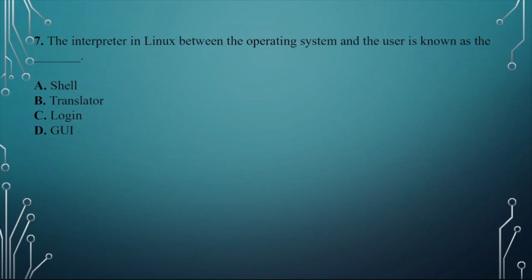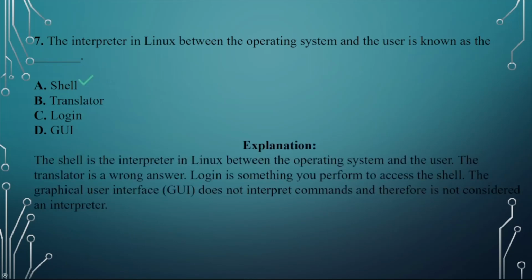Question number 7. The interpreter in Linux between the operating system and the user is known as the blank. A. Shell. B. Translator. C. Login. D. GUI. So what is the interpreter that is between the operating system and the user known as? A. Shell. The shell is the interpreter in Linux between the operating system and the user.